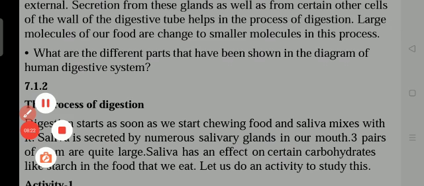And then the liver, which juice will it release? Just wait, I will say. The gallbladder releases bile juice, bile. And the pancreas releases pancreatic juice.